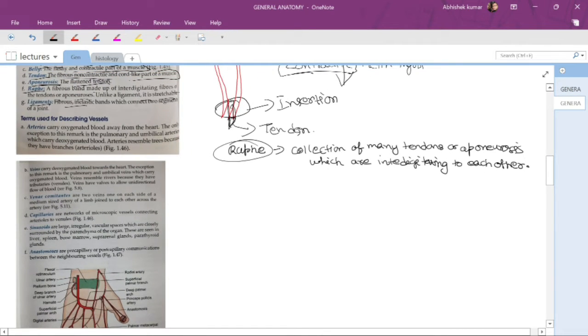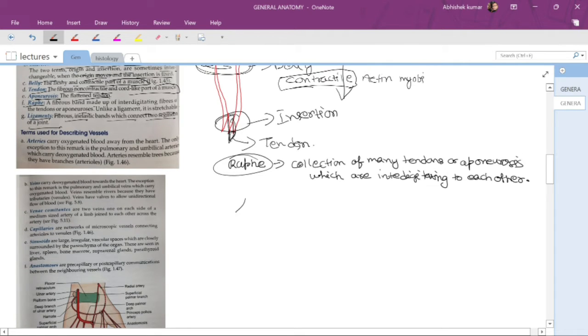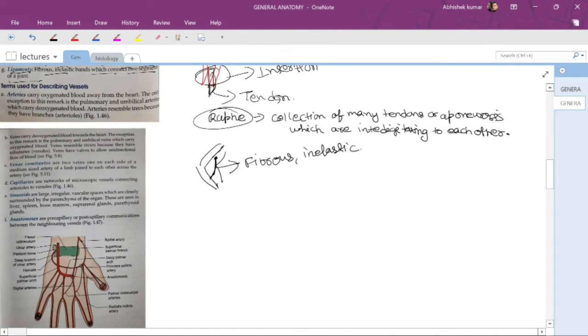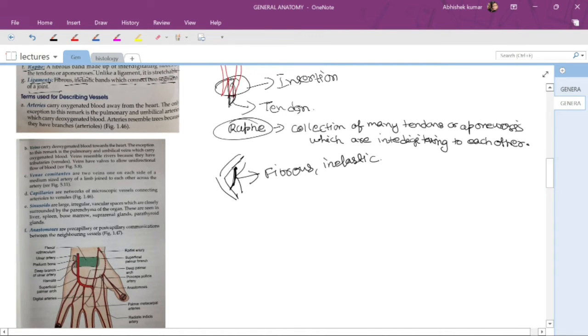Now ligament, a fibrous inelastic band which connects two segments of a joint. So basically, if this is a joint, here will be a ligament end, and here will be the ligament end on the two bones, and this ligament is fibrous but non-elastic, or inelastic, and this basically joins the bones and controls the bone to bone interaction or movement.